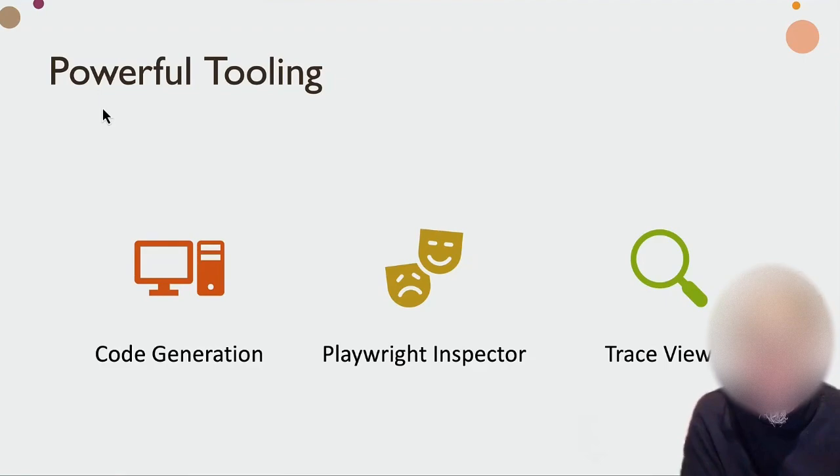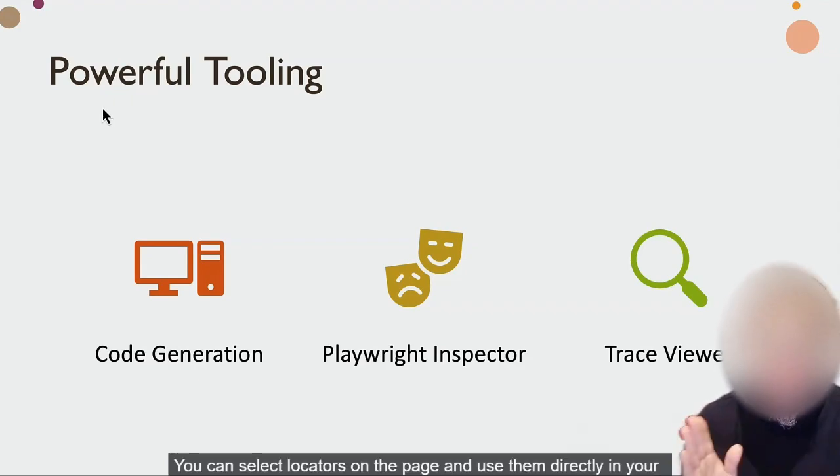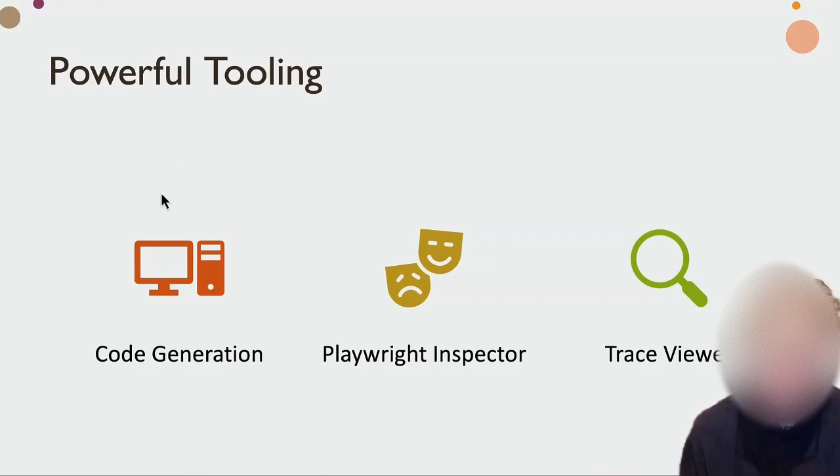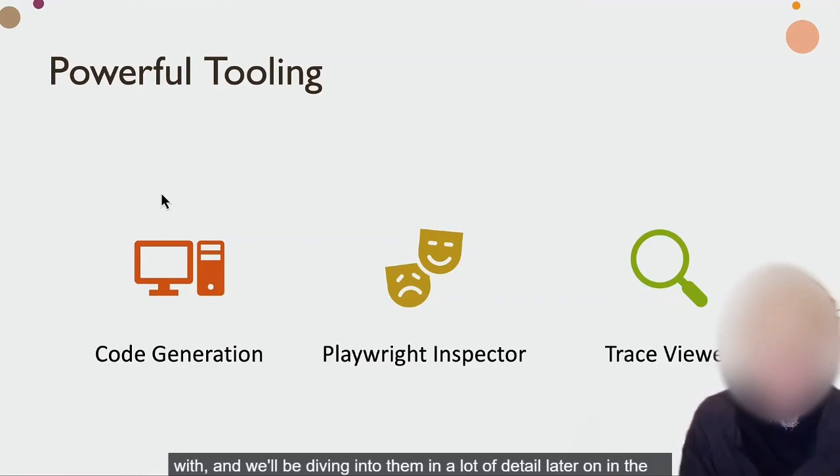The tools are really cool. There's code generation, which allows you to record a Playwright script in your browser and use that as a starting point. You can select locators on the page and use them directly in your tests. You can record a trace of your application as it runs and then step through it and see what it was actually doing. The tools are some of the things that make Playwright a really pleasant automation framework to work with, and we'll be diving into them in a lot of detail later on in the course.